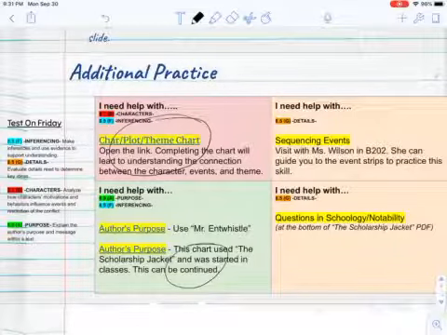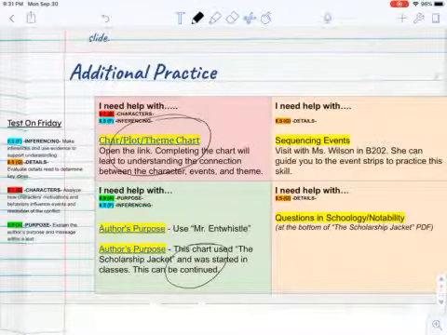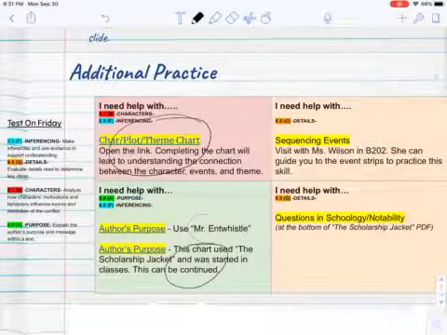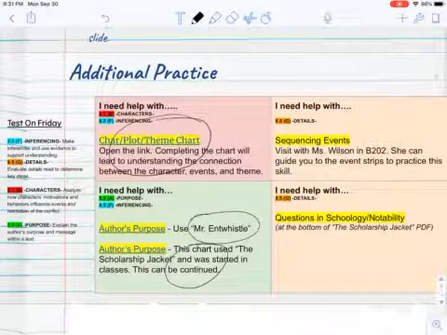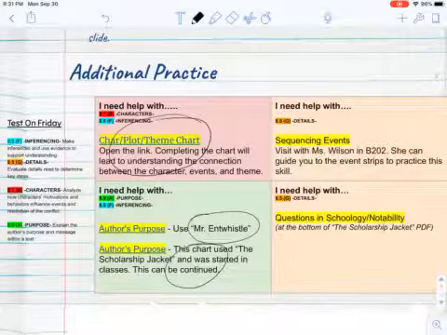So I did tell you to put that underneath the scholarship jacket in Notability. There's also a brand new one made here about Mr. Entwistle, so you can click on this and just open up that PDF.